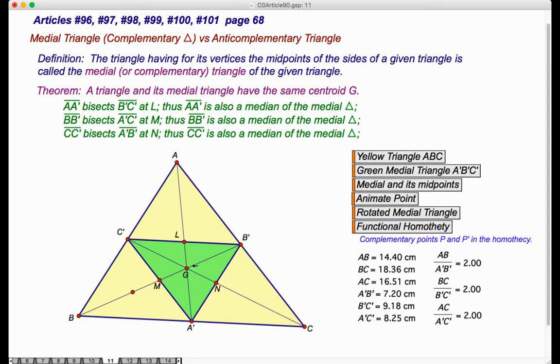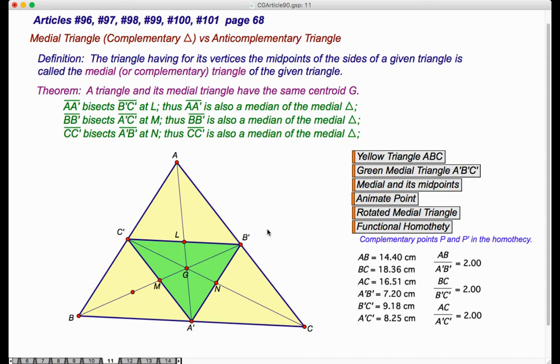Similarly, BB prime bisects A prime C prime at point M, and therefore BB prime or B prime M is a median of the green triangle. And last but not the least, we can say that C prime N is one of the medians of the green triangle. And therefore, all 3 medians intersect at point G, and that's also the centroid of the green triangle. So the centroid of the green triangle and the yellow triangle are the same point G here.